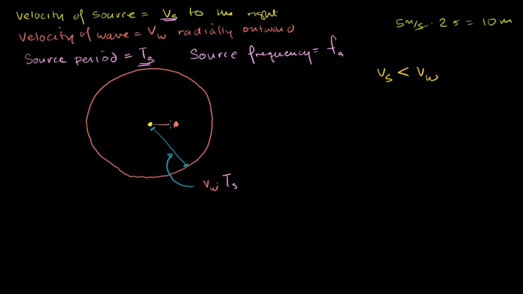So this distance right there is going to be the velocity of the source, v sub s, times the amount of time that's gone by. And I said at the beginning that the amount of time is the period of the wave, t sub s. So after one period of the wave, say 5 seconds, the source has moved this far, v sub s times t sub s, and the first crest of our wave has moved that far, v sub w times t sub s.